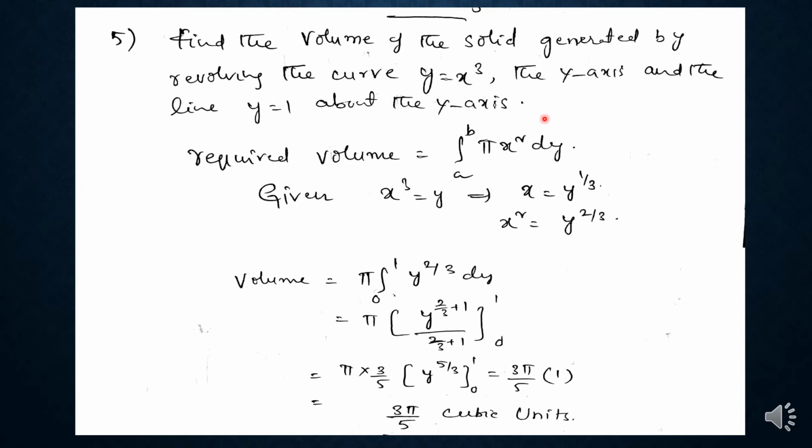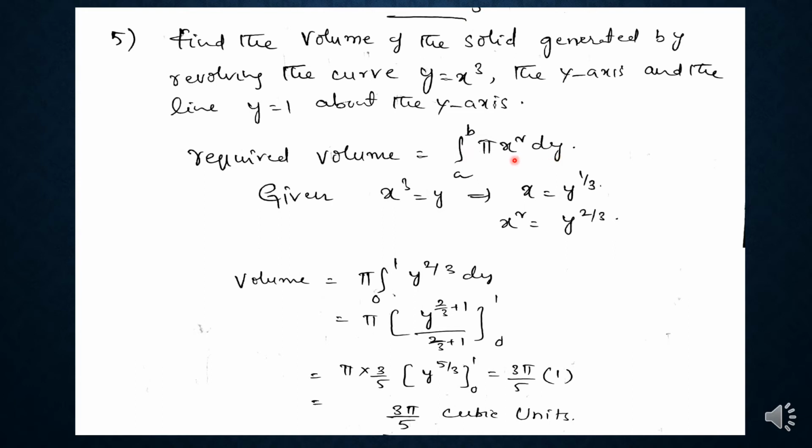Now here this is about the y-axis. The limits are from 0 to 1. For the required volume, since the curve is revolving about the y-axis, we should write the formula integral from a to b of pi x square dy, that is from y equals a to y equals b.